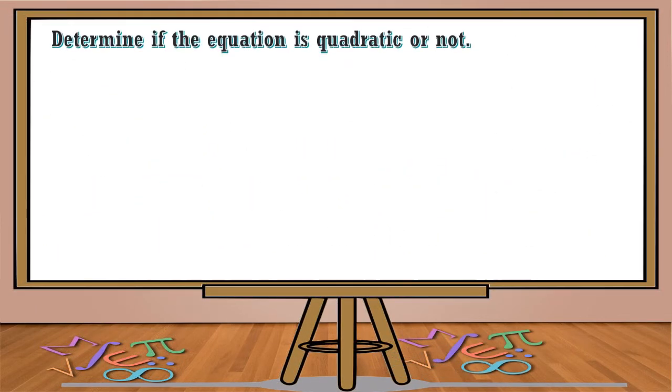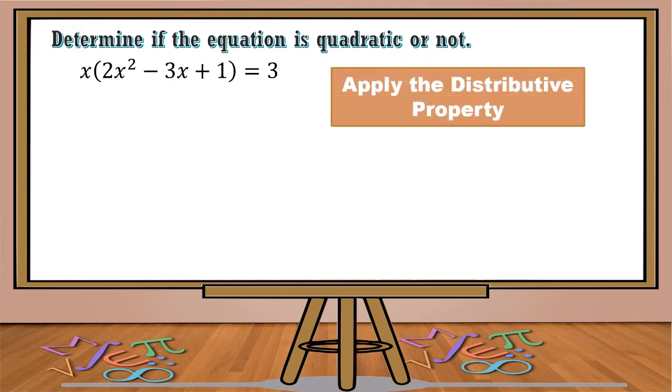So let us determine if the equation is quadratic or not. X times quantity 2x squared minus 3x plus 1 equals 0. We first apply the distributive property since this can be multiplied. So you have x times 2x squared is 2x cubed and x times negative 3x, that would be negative 3x squared. And then lastly, x multiplied to 1 is equal to positive x equals 3.